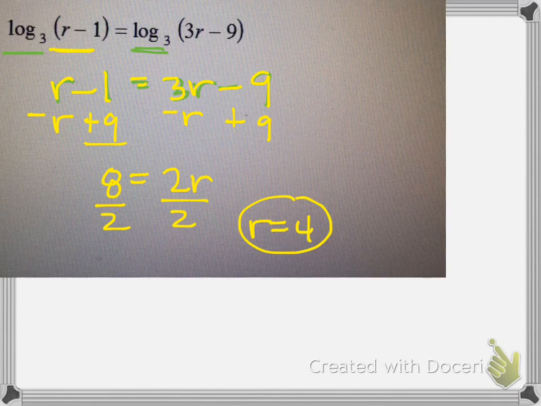You could check your work. 4 minus 1 is 3. 3 times 4 is 12. 12, take away 9 is also 3. Check.